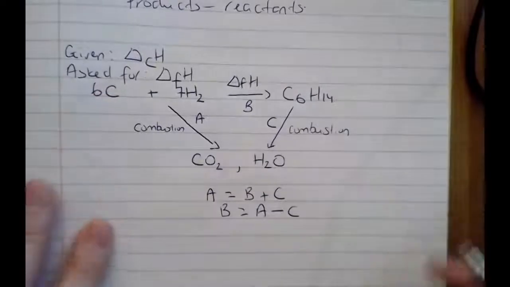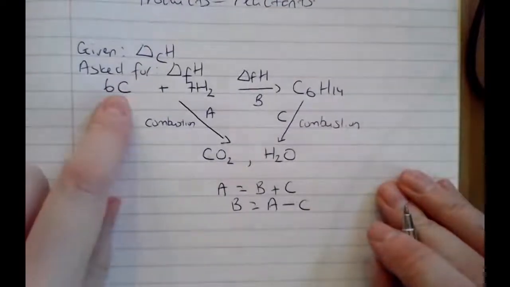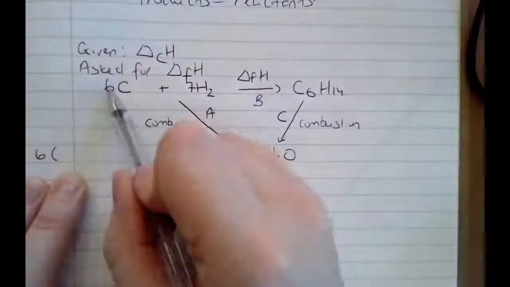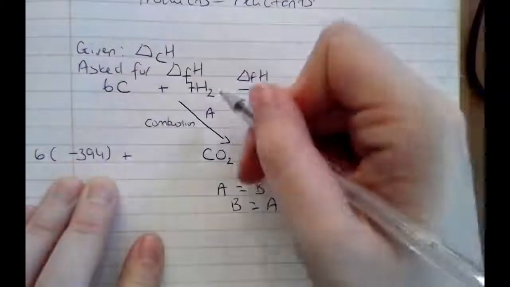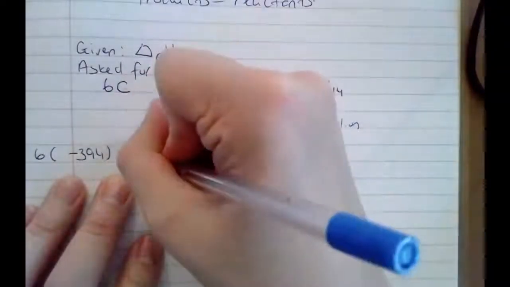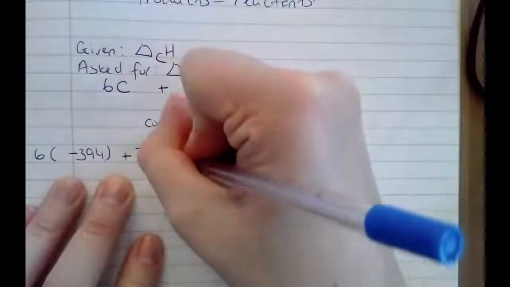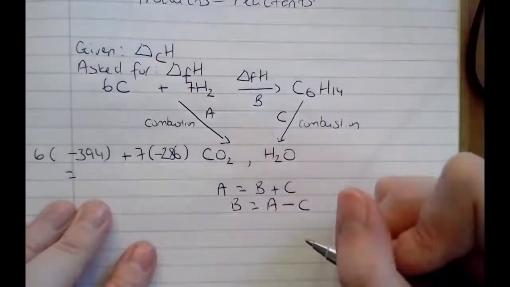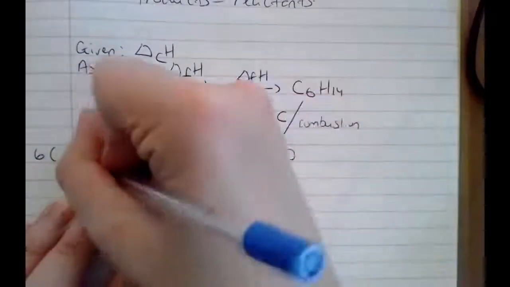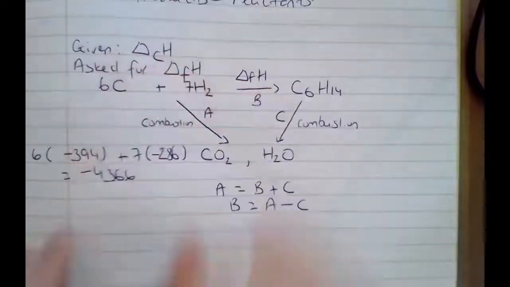So they've told me that if I were to combust carbon, if I were to react with oxygen, then I'm going to have minus 394 kilojoules per mole. Because I've got a large 6 here, it's going to be 6 times minus 394. Okay. And then I've got H2, so it's 7 times H2 is minus 286. I work that out and I end up with minus 4366.